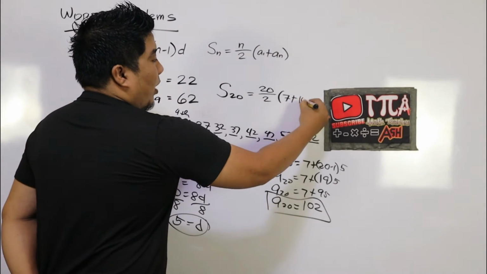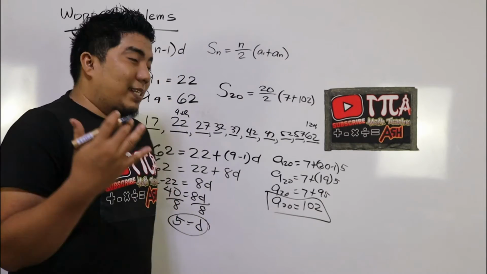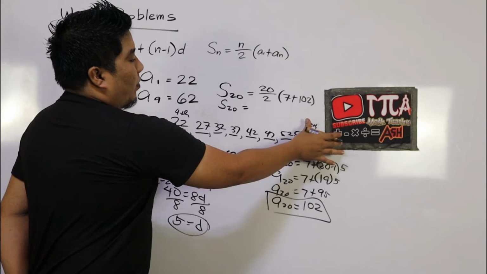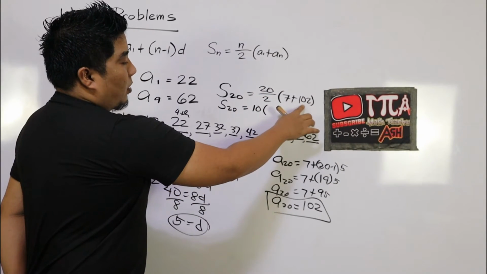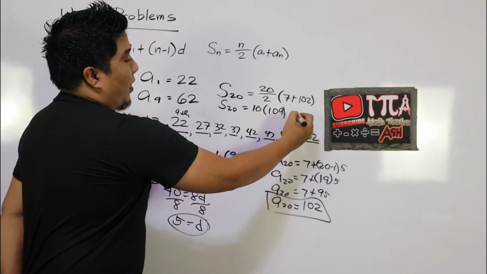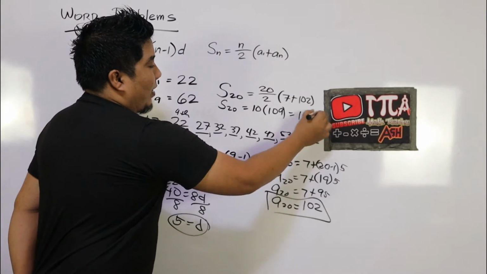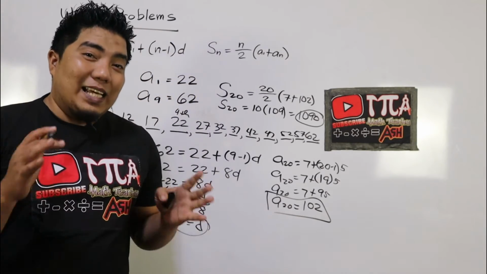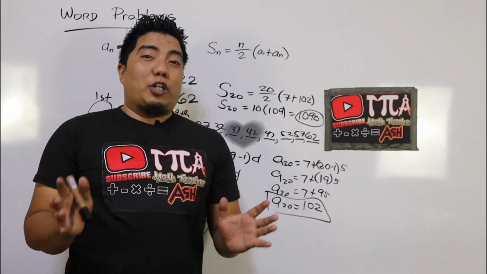So now we can put that in our given formula for the arithmetic series. So S sub 20 will have 20 over 2, that is 10, times 7 plus 102, that is 109. Just multiplying this, you have 1090. And that is our final answer for this given problem. Easy, right? So now let us go to our fourth problem.